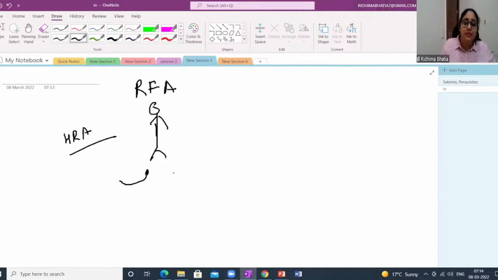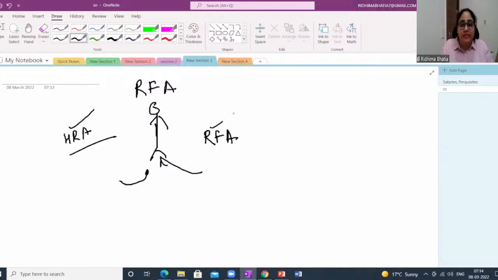Another option: the company says we will give you rent-free accommodation. You do not have to worry. We will find a suitable accommodation for you and you just have to stay. Both things do not happen in the same organization; it may happen very rarely, but does not happen at all. So this is what is given to you in hand.